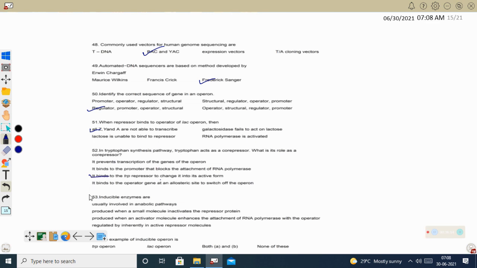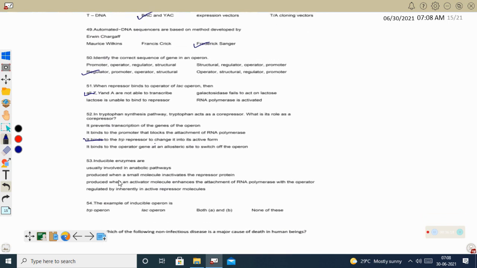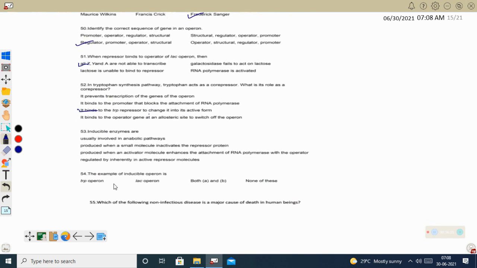Okay. Next question. Inducible enzymes are. Inducible enzymes means, see here, in the lac operon, those three, Z, Y, A, are enzymes. That is an inducible enzyme. It has to be induced by lactose. Okay, so here we will see: usually involved in anabolic pathway? No, it is usually involved in catabolic pathway. Produced when a small molecule inactivates the repressor protein.